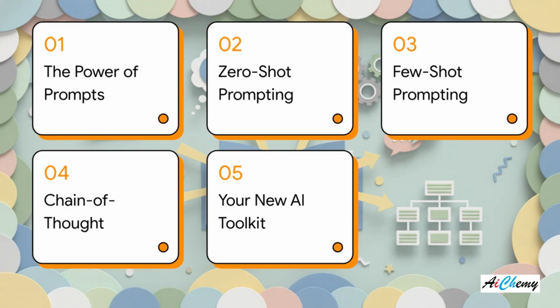All right, here's the plan. First, we'll talk about why prompts are so powerful. Then, we're going to learn 3 techniques, one by one. We'll start with the basic, 0-shot, then move up to few-shot, and finish with the super powerful chain of thought. By the end of this, you're going to have a whole new AI toolkit.